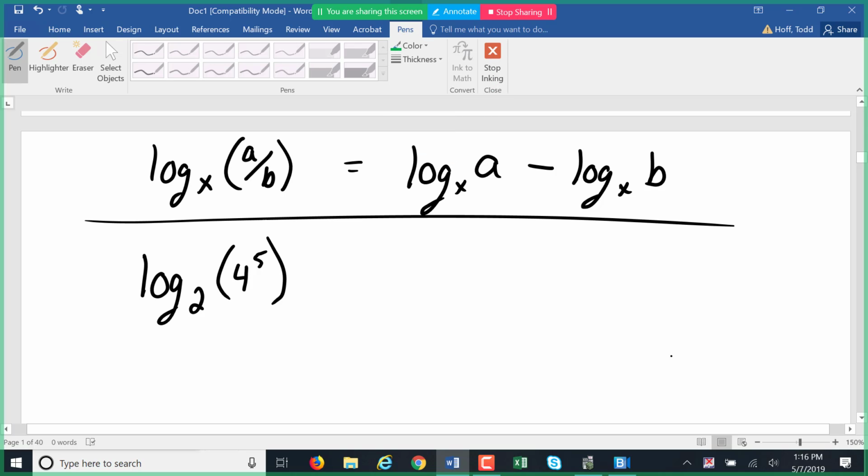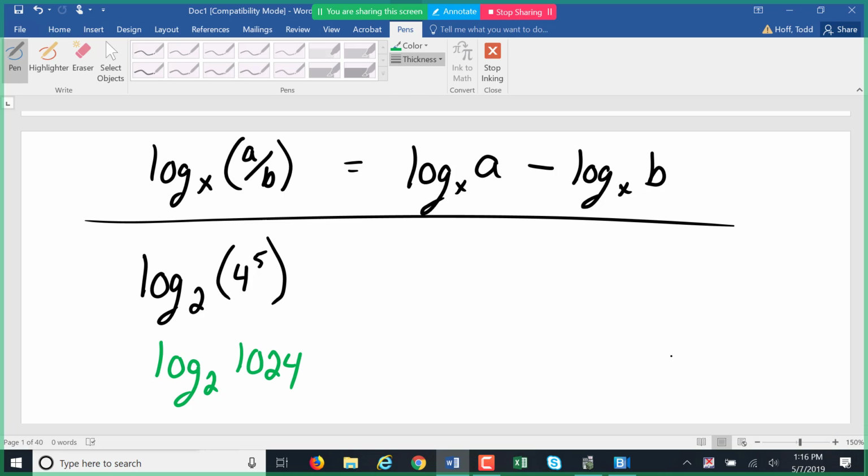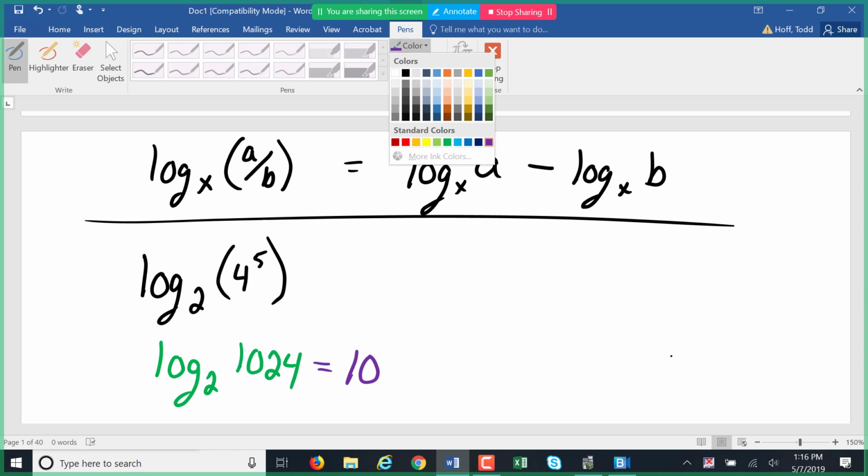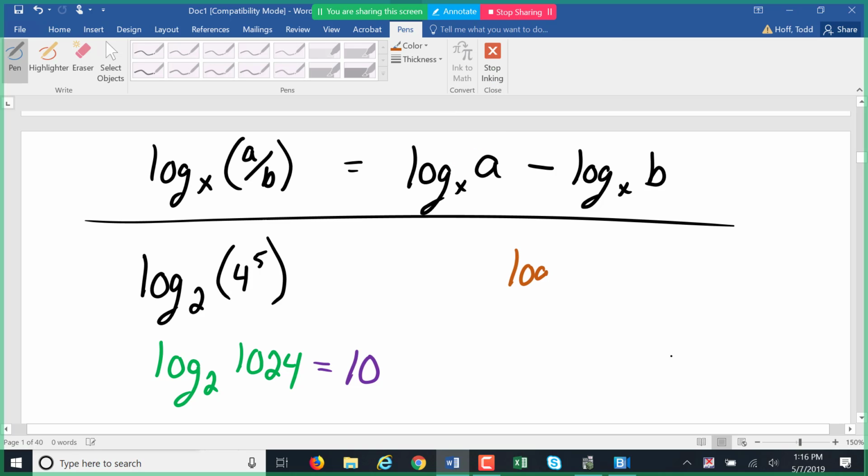How about log base 2 of 4 to the 5th power? Well, again, we could do it brute force. 4 to the 5th power is 1,024. If you work through that, 2 to the power of 10 is 1,024. So log base 2 of 1,024 is 10. But log base 2 of 4 is 2 still, right? If I multiply by that exponent of 5, I get the 10.